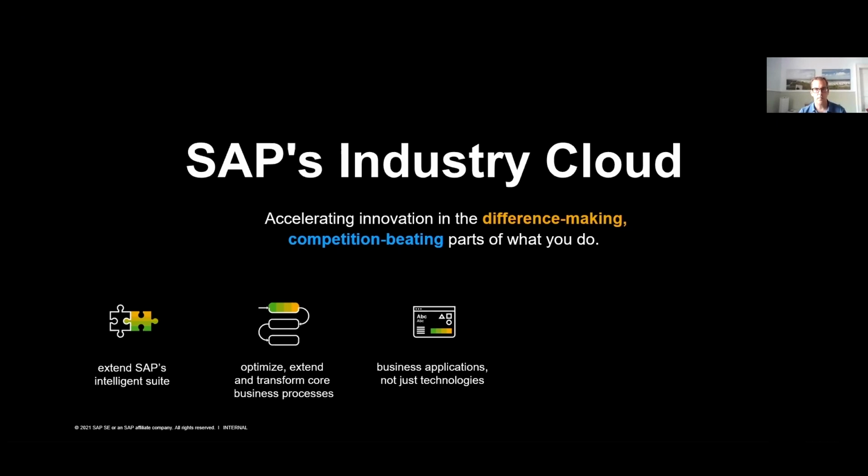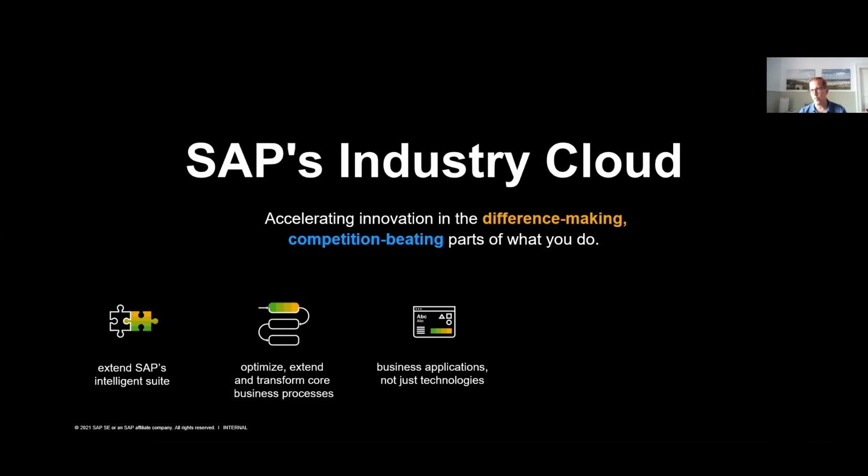For us, it's very important because there are some competitors out there who also name themselves an industry cloud. Number one, there's only one industry cloud. SAP only has one industry cloud, consisting of multiple what we call industry cloud solutions. And the reason why I'm emphasizing this is that we are not just delivering technologies, but real applications that can be used by multiple industries.